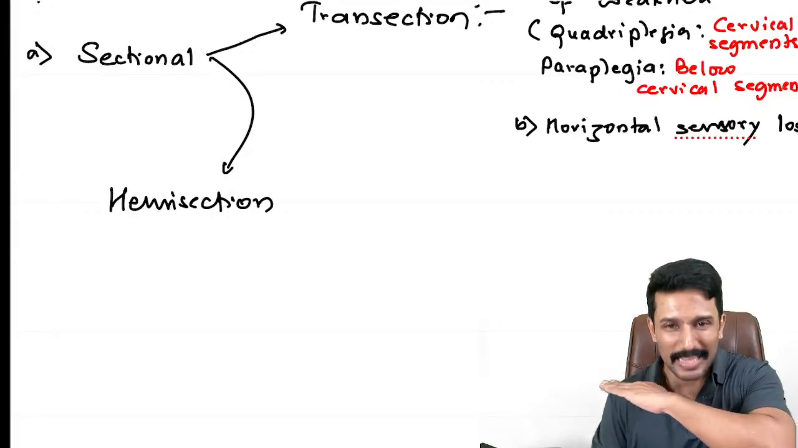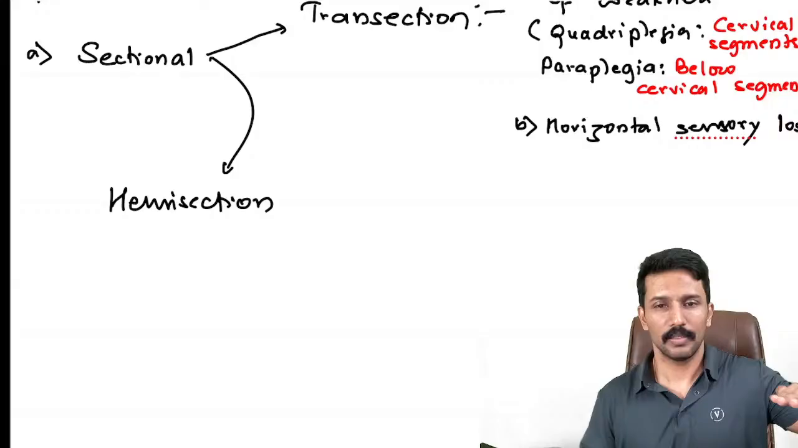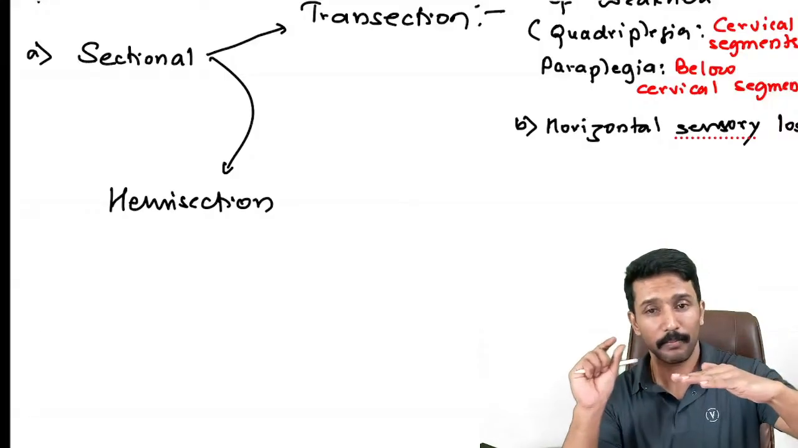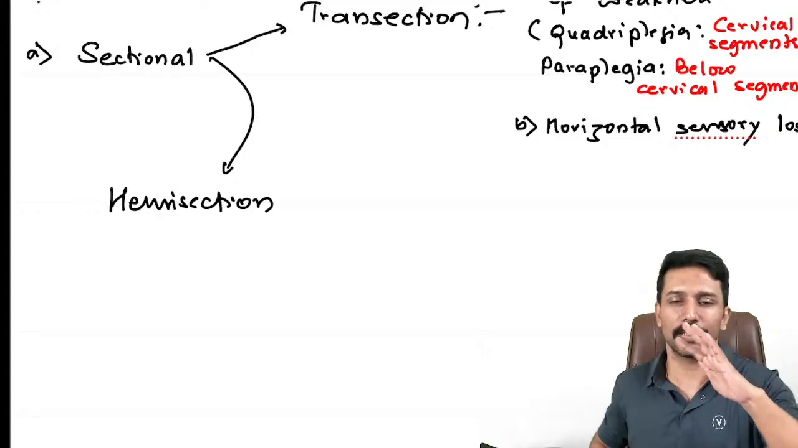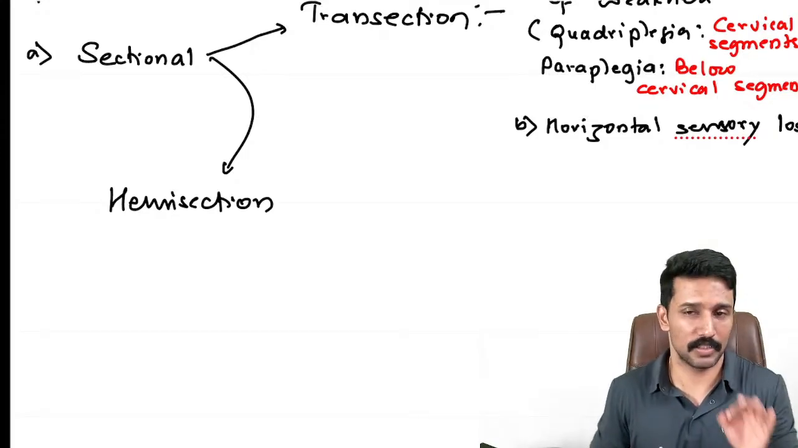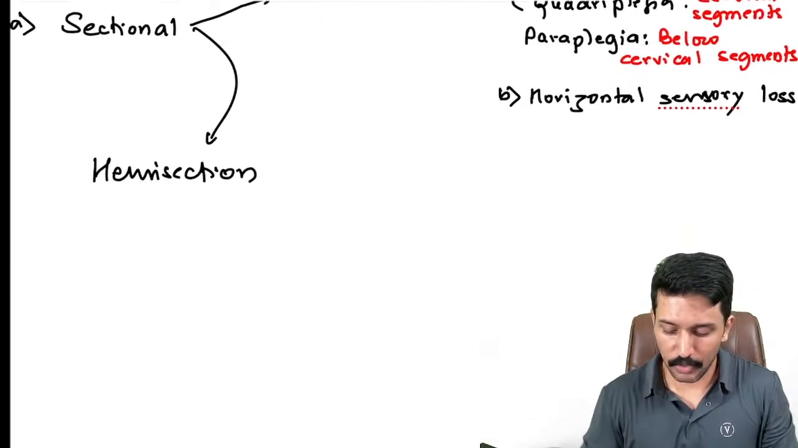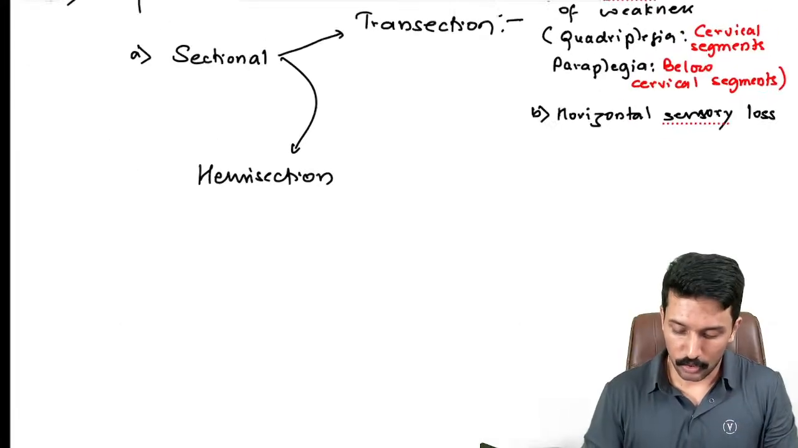If I cut at the T4 segment of the spinal cord, below the nipple, because the nipple is regulated through T4. So below the nipple, all the sensation will be lost. Above the nipple, all the sensations will be preserved. So this patient will have a horizontal sensory loss.